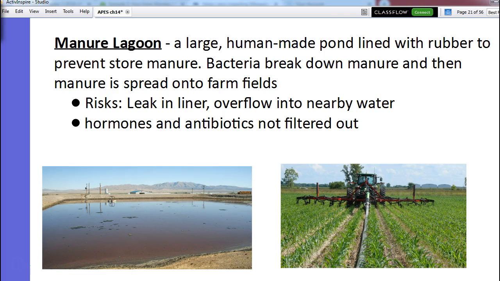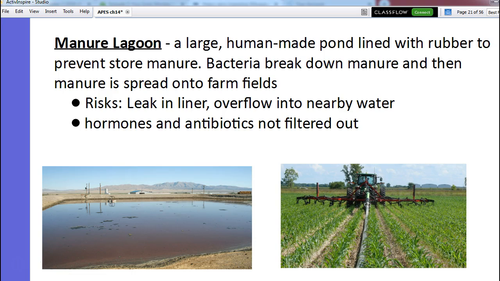Our other options for treating wastewater, you guys don't have a ton of space to write this, so I would just write the first sentence here. A manure lagoon is one option. What is a manure lagoon? Well, it's a big pond lined with rubber that stores manure, okay? And this can be one option for treating. A lot of times they will use bacteria to break down the manure and then spread it into farm fields, and this is used primarily with agriculture.